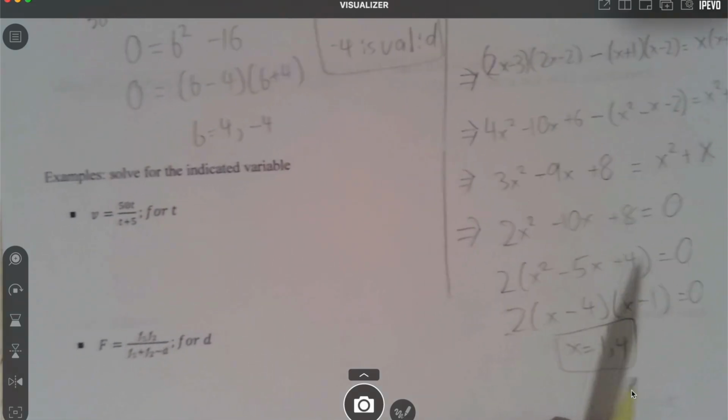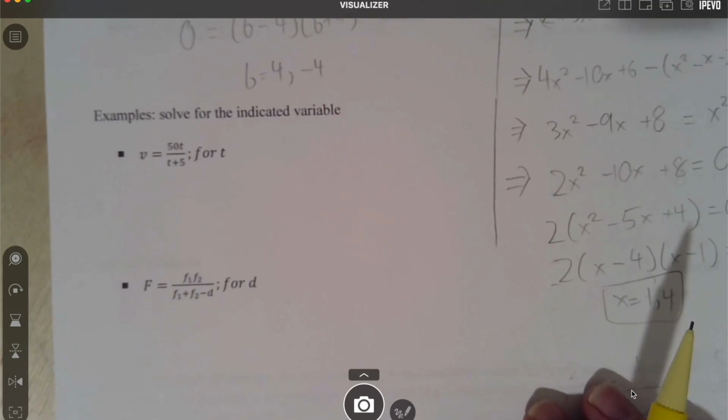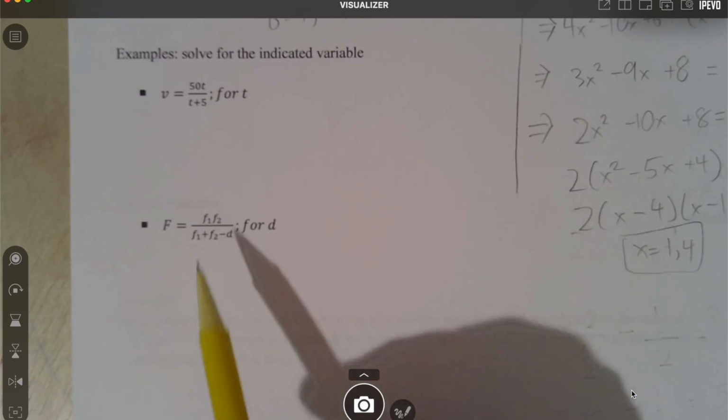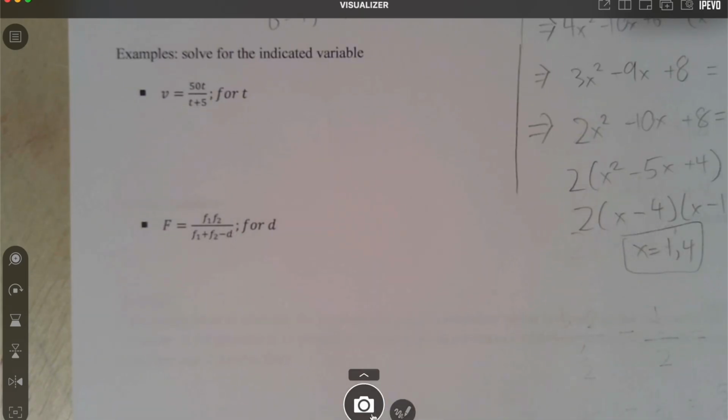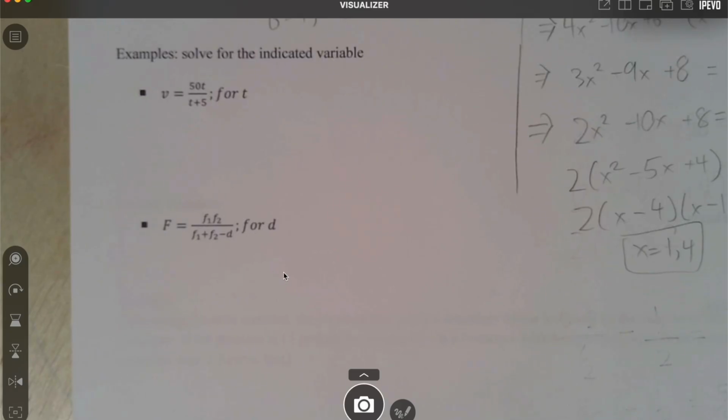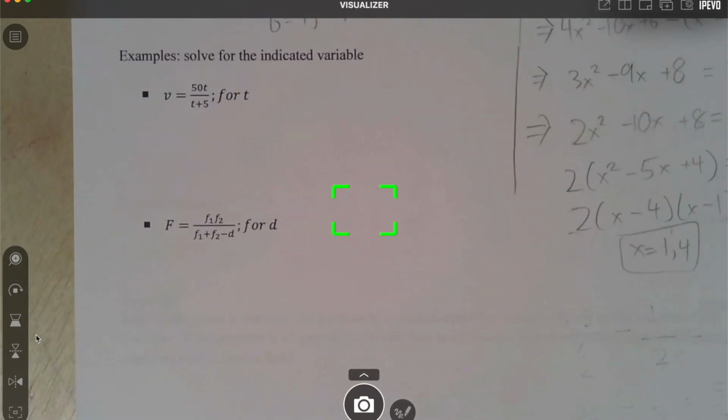All right, from there, we now have kind of back to what we did in chapter 2. Let me try to focus this. Hello. That didn't focus it. There we go. Back in chapter 2, we kind of learned to solve for a variable.